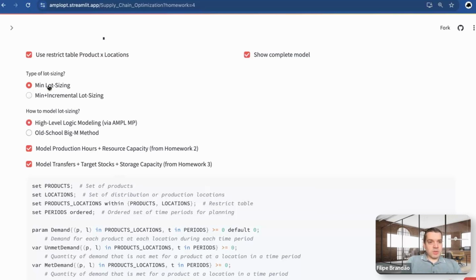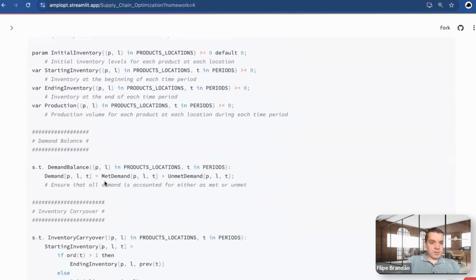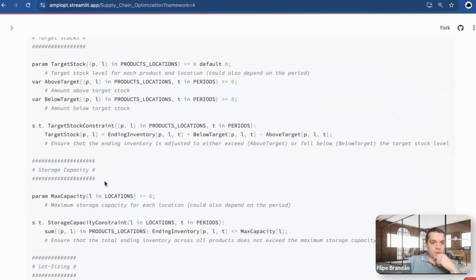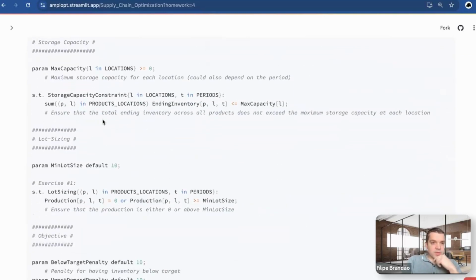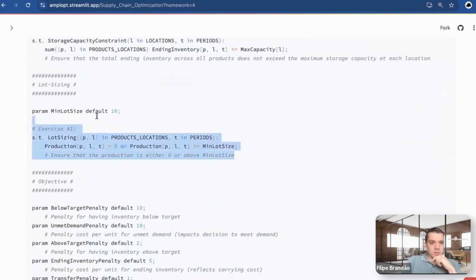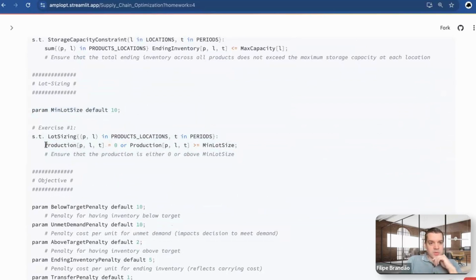I'm going to start with just min lot sizing with logic. So I need to scroll down. Target storage capacity, so the previous homework, and that's it. So minimum lot sizing with logic. The only thing you need, you have a parameter that is going to control the minimum lot size. And then in AMPL, you can just write it like this. So production is equal to 0 or production greater or equal than min lot size.